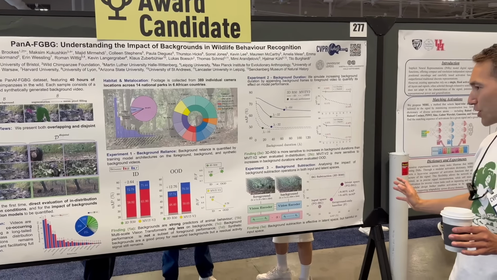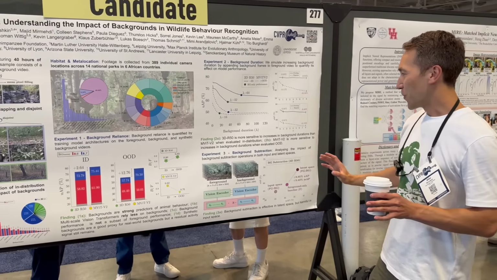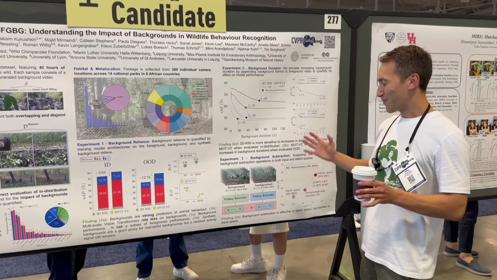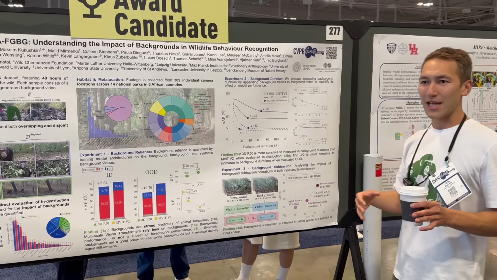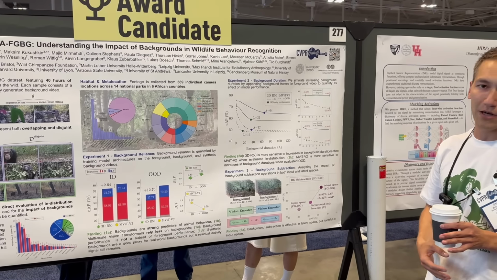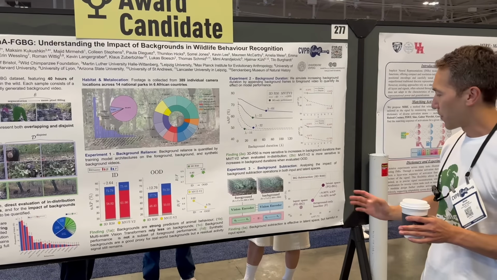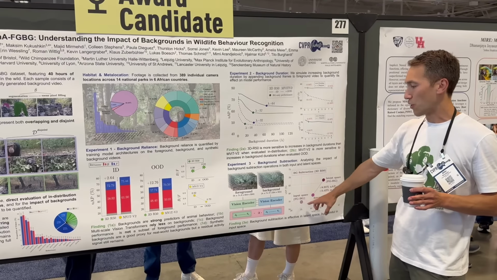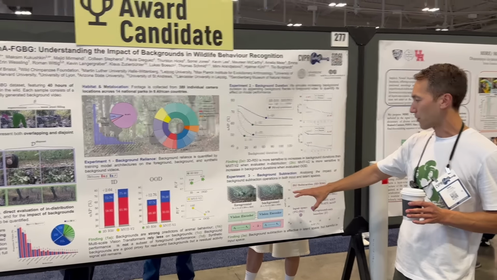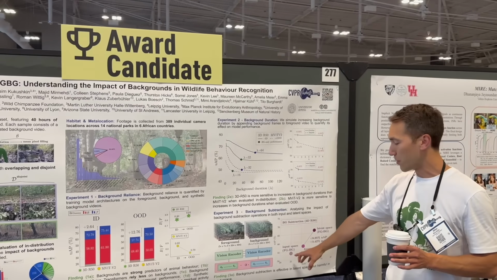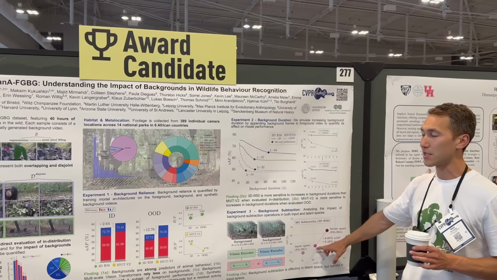And then to round this off, we find that an intuitive way to think about mitigating this is simply to subtract the background information from the foreground. But we find that if you do this in input space, so a pixel-wise subtraction of the background from the foreground, this doesn't lead to good performance. In fact, it harms performance compared to the baseline.